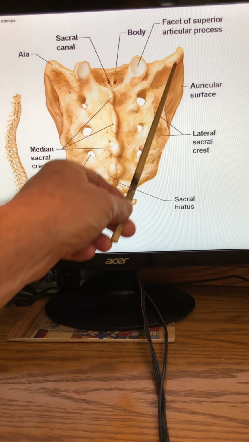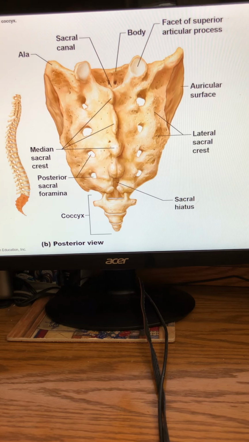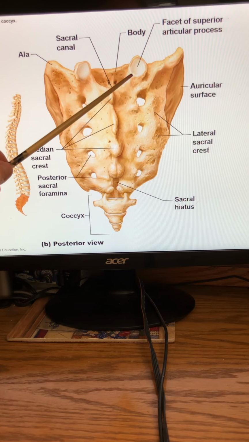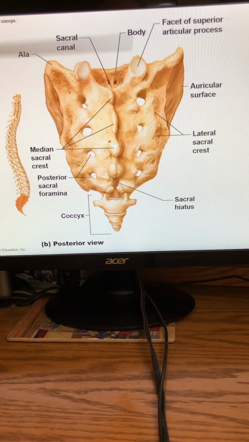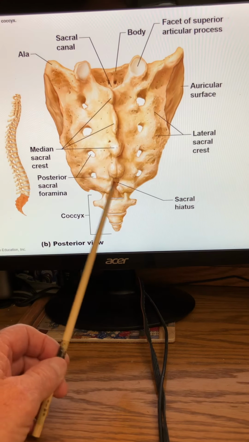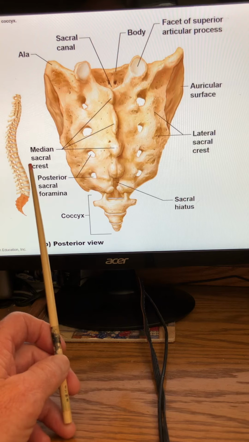And then here is the auricular surface of this sacrum. The auricular surface of the sacrum is going to meet up with the auricular surface of the ilium, and it's going to make a joint called the sacroiliac joint. The ala is just wing, don't worry about that, but you can see the superior articular process on either side is going to meet up with the inferior articular process of L5, and these go in a coronal fashion, whereas most of the spine goes in a sagittal one.